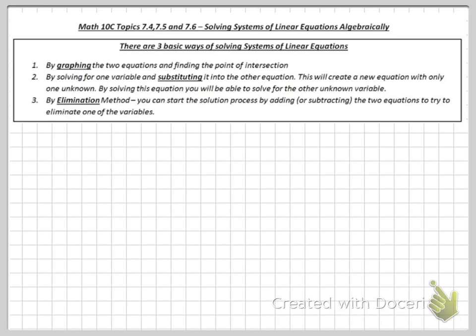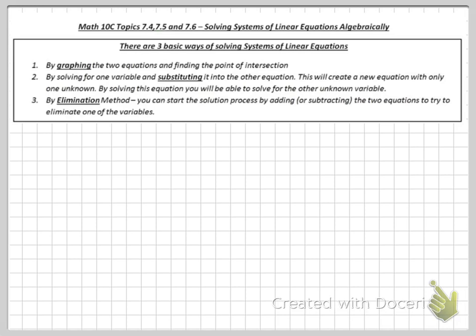This creates a new equation with only one unknown, and by solving this equation, we're going to be able to solve for the other unknown variable. The other algebraic method of solving a system is using the elimination method. This starts by adding or subtracting these two equations to try to eliminate one of the variables.